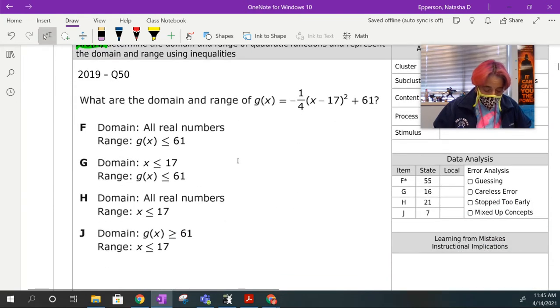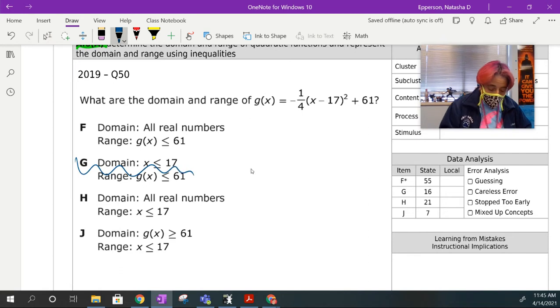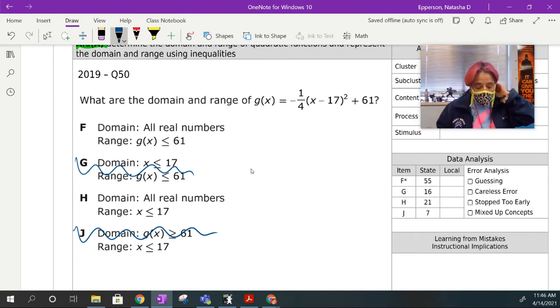Next question is dealing with domain and range again. Now, the domain of this is going to be really easy to look at, and the domain is going to be all real numbers. So I can eliminate G because it says domain is less than or equal to 17. And I can eliminate J because it says domain is greater than 61. All right, so now F and H both say domain is all real numbers.